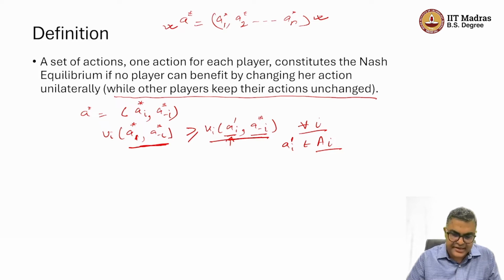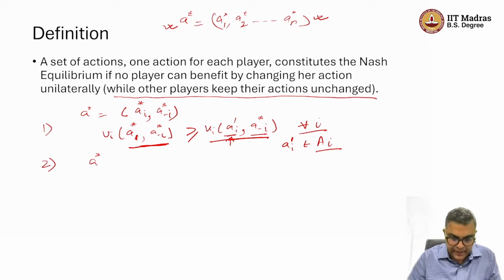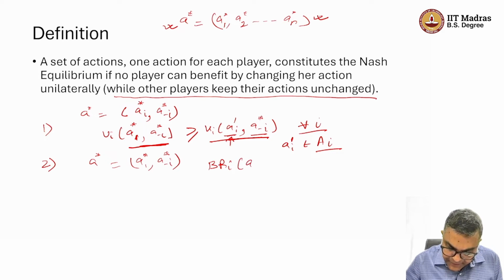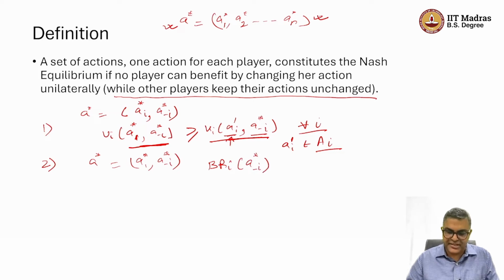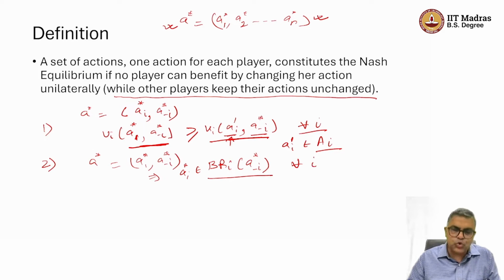And this can be translated in another way also. Rather than writing like this, we can say that A star is a Nash equilibrium if, writing again A minus i star, each of the players is playing his best response given what others are doing. So we can say this A i star belongs to the best response, and this is true for all i. So there are two ways to go about obtaining the Nash equilibrium.